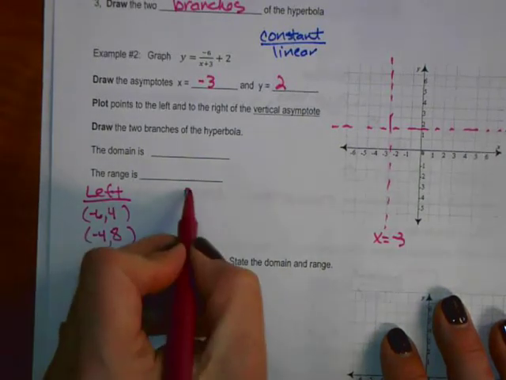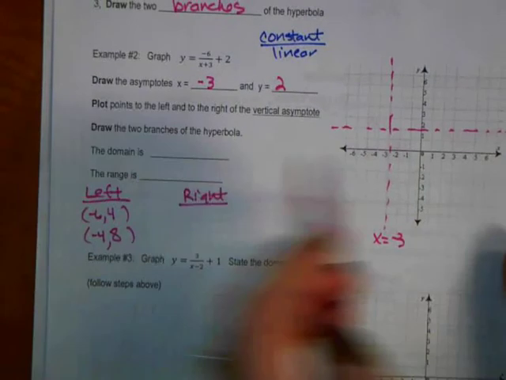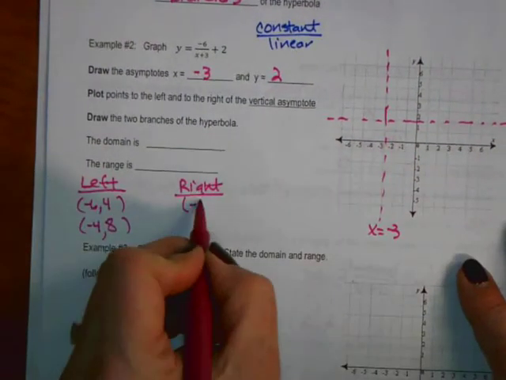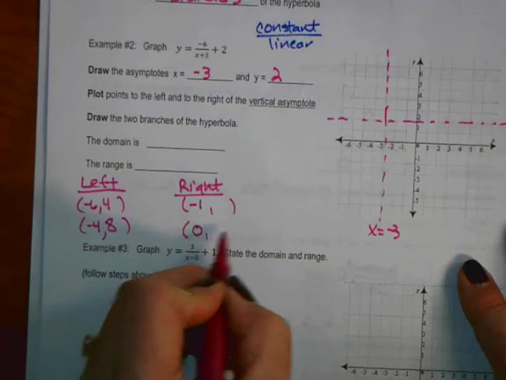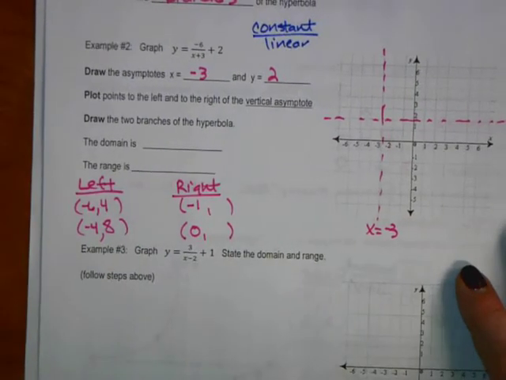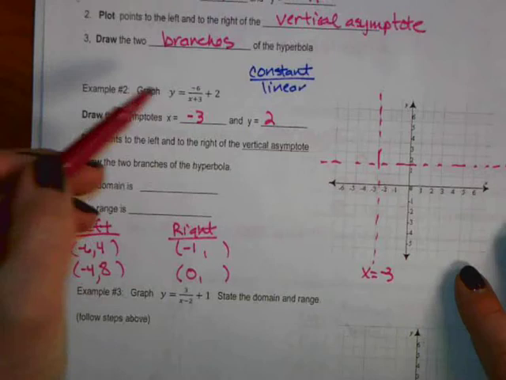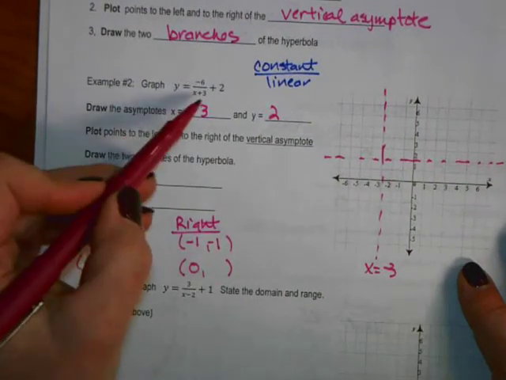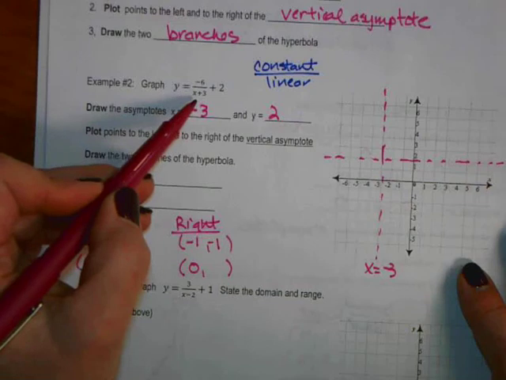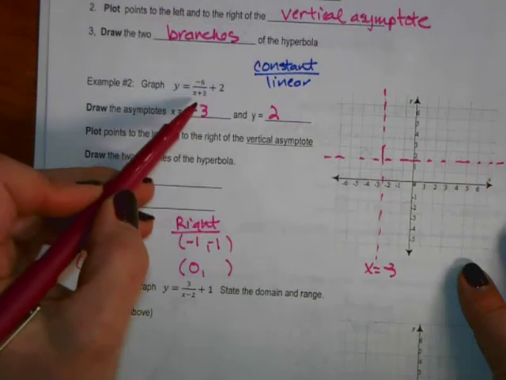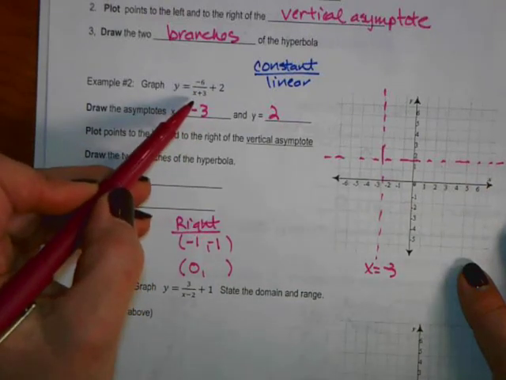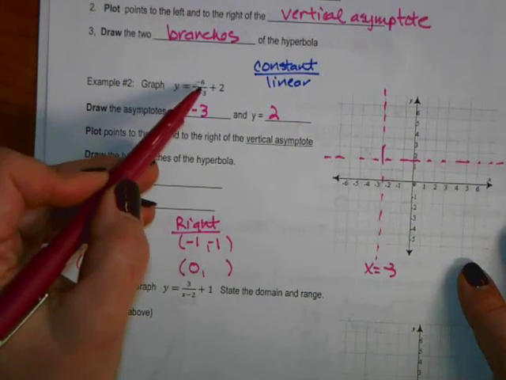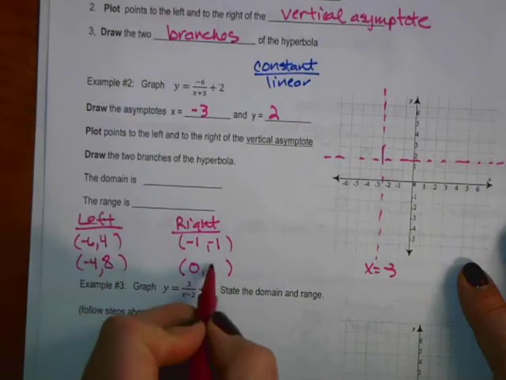And then to the right of the asymptote, it has to be bigger than negative 3. So I'm just going to pick like negative 1 and maybe 0. When I plug in negative 1 up here, I'm going to end up with negative 1. If I plug in 0, what do I end up with? Do it in your head. 0. Because 0 plus 3 is 3, negative 6 divided by 3 is negative 2, plus 2 is 0.